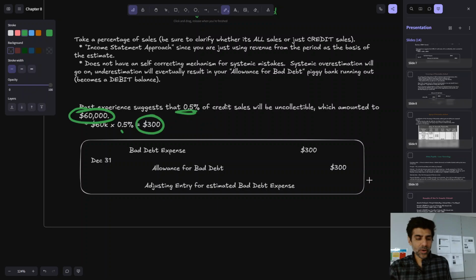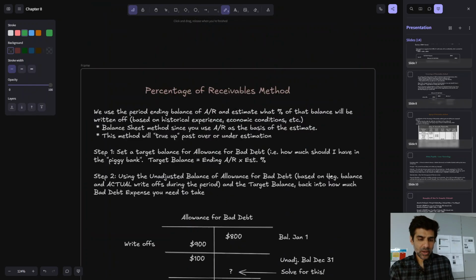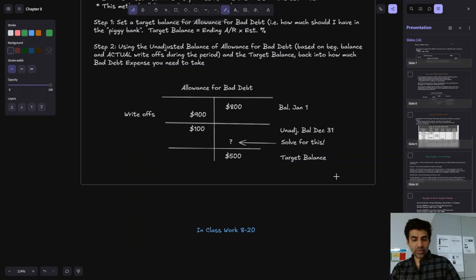Now with the percentage of receivables method, we're saying how much should be in our piggy bank total by the end of the adjusting entry. We then factor in what our existing balance is in our allowance for bad debt, and then we figure out what our adjusting entry should be based on that. So it's kind of starting at the end point. We're starting with the target balance, and then we're backing into what the bad debt expense should be.